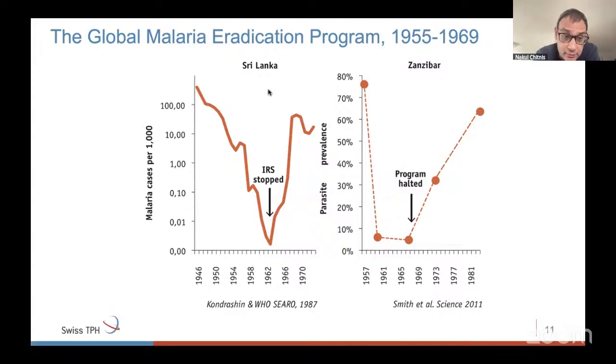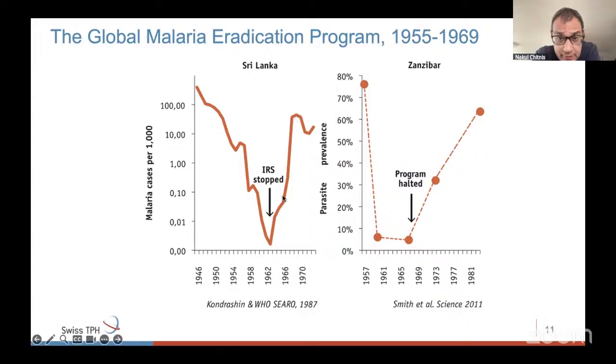And here you can see examples. This is malaria cases per 1,000 people on a logarithmic scale. So at the top here, the 100 implies essentially 1 malaria case per 10 people per year. At the bottom here, you have 1 malaria case per 100,000 people per year. And you can see in Sri Lanka how IRS brought malaria down to very, very small numbers. However, it did not go to zero, so they stopped the program and malaria cases shot up again.